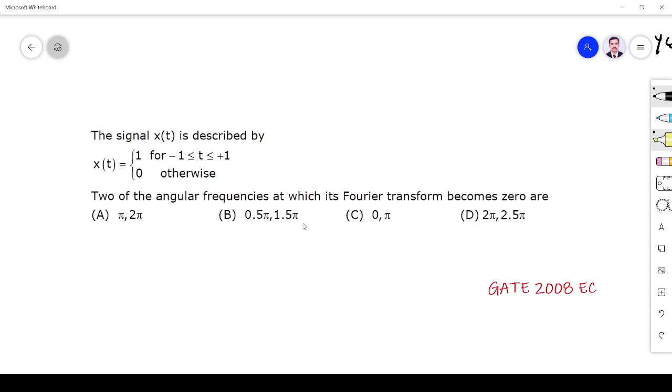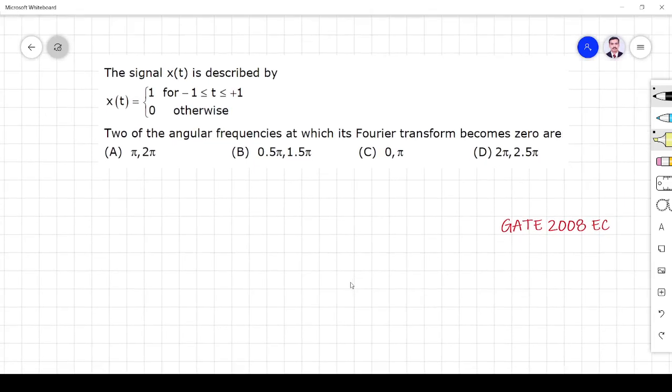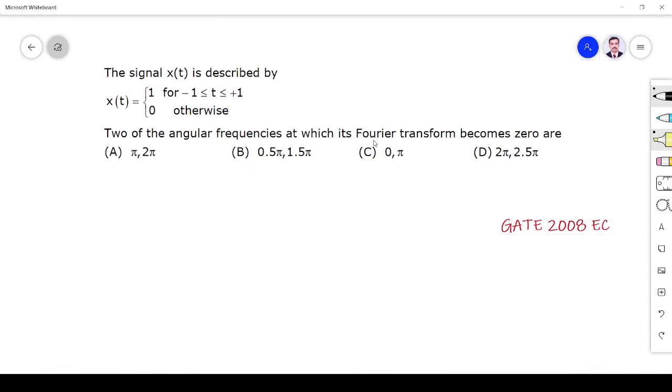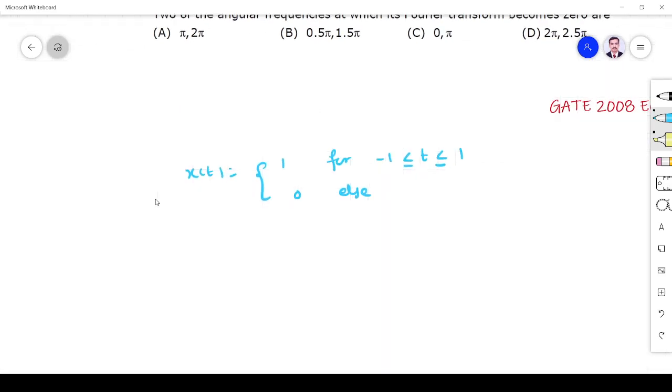Right, that is a simple question. Let us see how we are going to solve it. So first we have to find Fourier transform, then find for what value of omega it will become 0. Right, so they are given x of t is equal to 1 for -1 to +1, 0 otherwise.